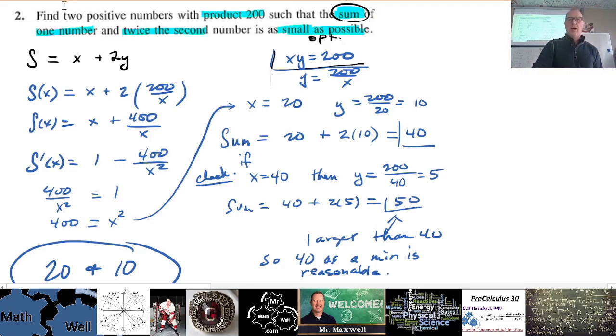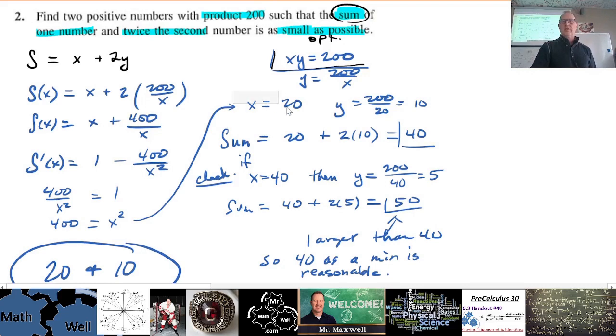And of course, there's two positive numbers we're looking for. So x is going to be 20. You use x to find y. So you go back to this equation right here, and you plug 20 into there, and you get y equals 10. And so the two numbers are 20 and 10.